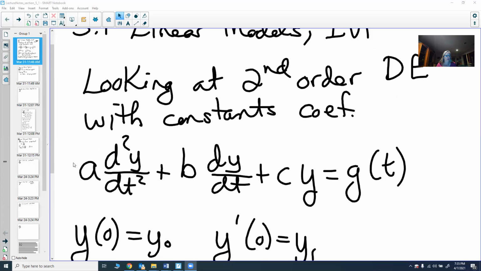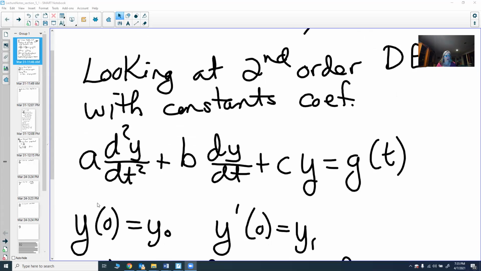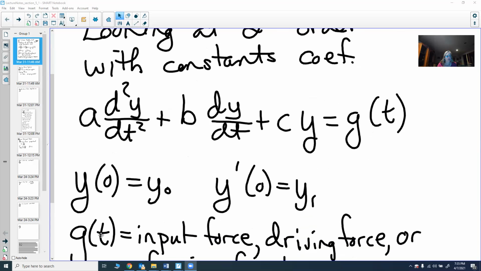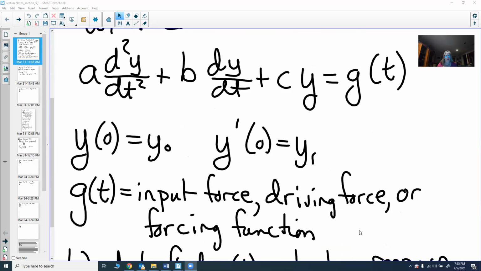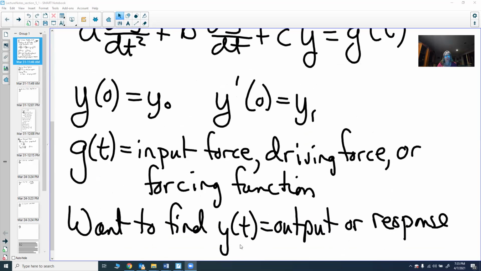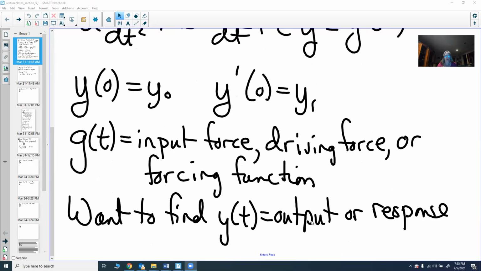This would look like an equation that would be a times the second derivative of y with respect to t, plus b times the first derivative of y, plus c times y equals g of t. And its initial value problem, so you'd have y of 0 equals y0, y prime of 0 equals y1. And g of t is your input force or your driving force or your forcing function. And what you want to do is find y of t, which is your output or response.